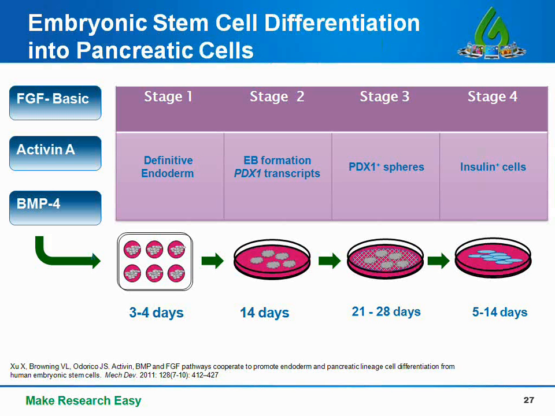Now, between 21 to 28 days, the embryoid bodies differentiated into what scientists refer to as PDX1 positive clusters, which express high levels of the PDX1 gene and proteins indicative of islet cells. In stage 4, the media is changed to RPMI containing B27 and nicotinamide for 7 to 14 days, resulting in a 10-fold increase in insulin-producing cells.